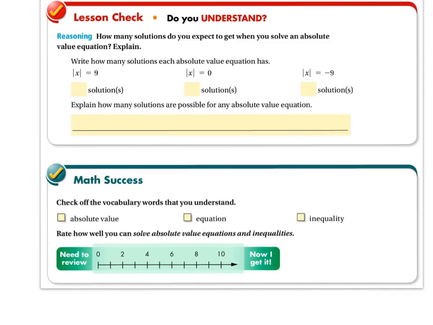Take a moment and work through the lesson check. You do not need to write this out, but make sure you understand how to do this type of problem. If there's any questions, make sure you bring them to class tomorrow. And then obviously make sure you know what an absolute value is, know what an equation is, know what an inequality is, and tell me how you feel about this so far. Bring any questions you have to class tomorrow.